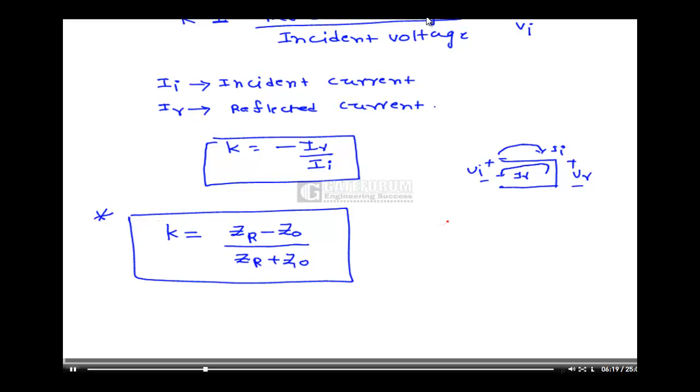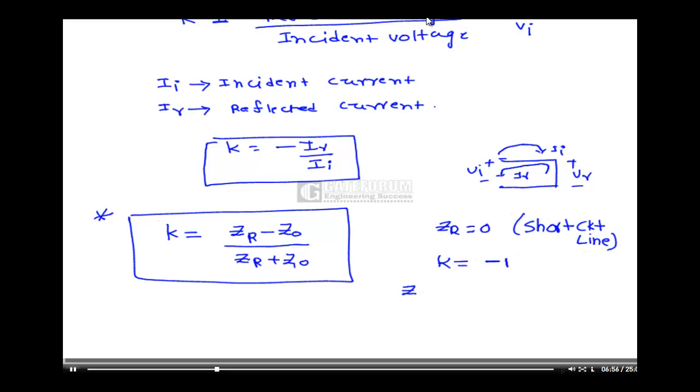Suppose ZR is equal to 0. ZR equal to 0 means a short circuit line. Then what is the reflection coefficient? The reflection coefficient is equal to 0 minus Z0 by 0 plus Z0, that is minus 1. That is a short circuit line.